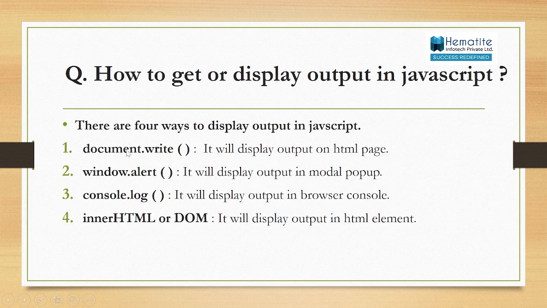When we use document.write, it will display output on the HTML page. When we use window.alert, it will display output in a modal popup. When we use console.log, it will display output in the browser console. And when we use innerHTML, it will display output in an HTML element. So friends, let's see practically.